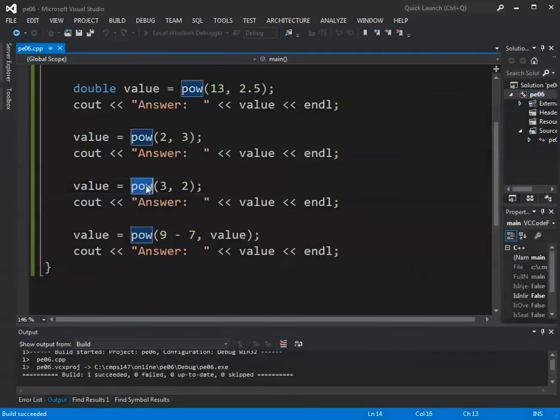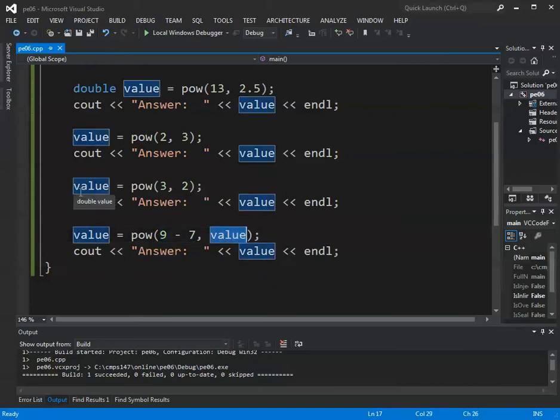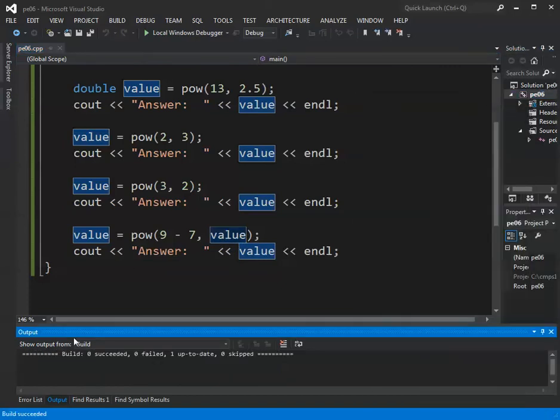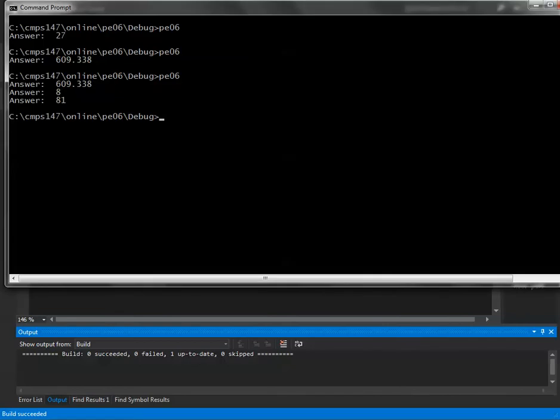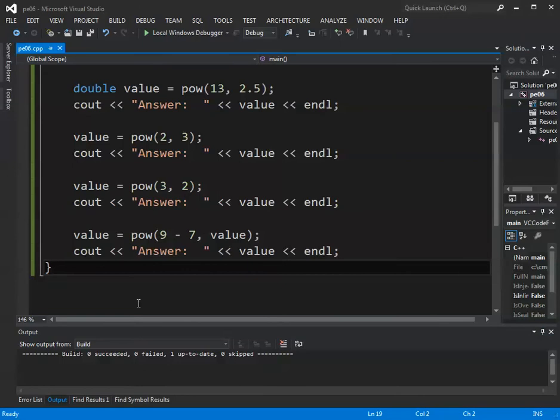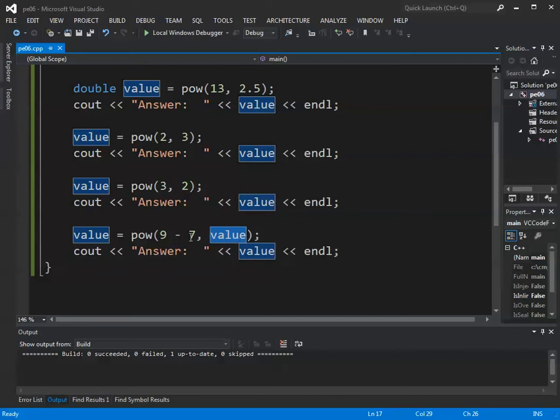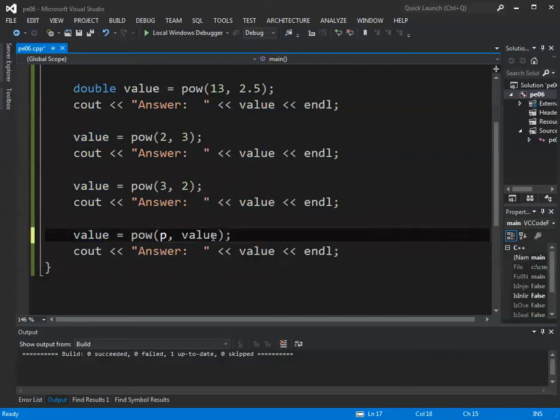So this is going to return back to us 3 squared, 9. And then the power function is going to be called with 9 minus 7. That's an expression. That'll be evaluated to just be 2. And then this will be 9. The value is being passed in as that parameter. So 2 to the 9th power is a little bit more easy to handle. 2 to the 9th is 512. So functions can be called with different parameters within your code. Parameters can be variables. They could be expressions. They could be very long expressions. In fact, they could be calling other functions.